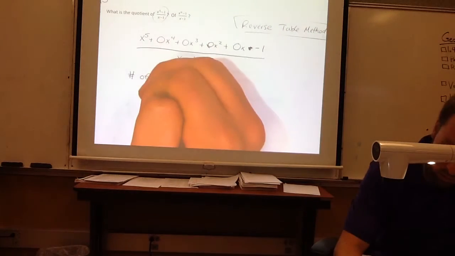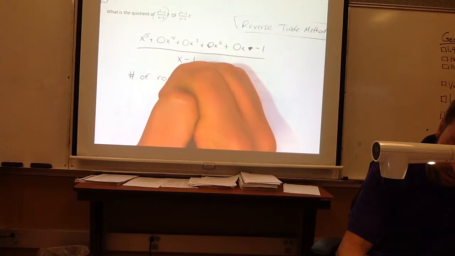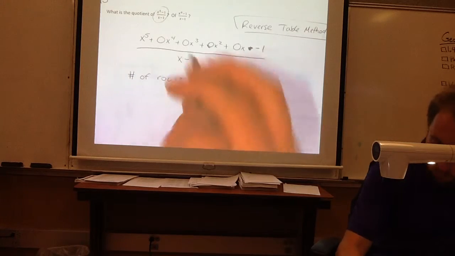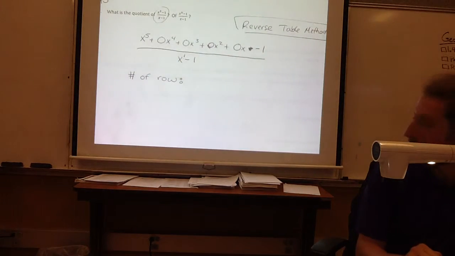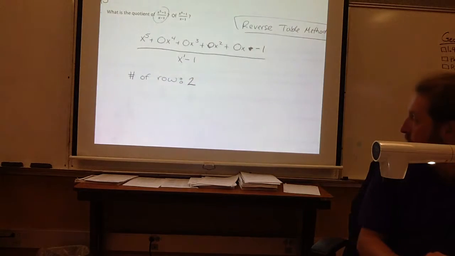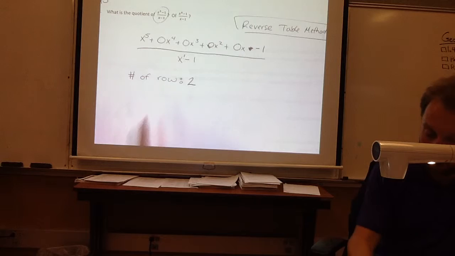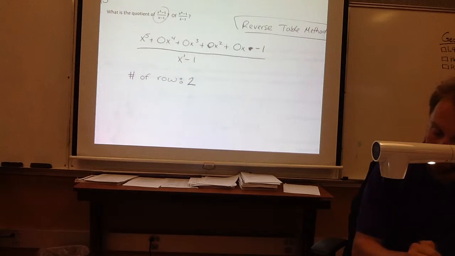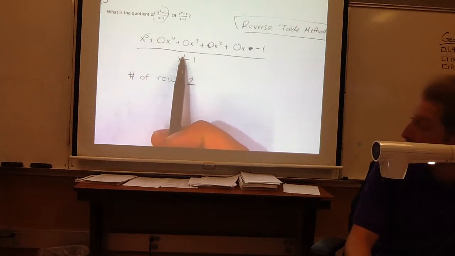So how many rows are there going to be? It's going to be one more than the degree of the divisor. So one more than 1. So 1 more than 1 is 2. Go back to a previous video to see why, or to learn the rule. But the number of rows is 1 more than the degree of the divisor.